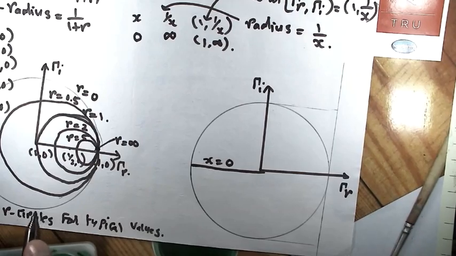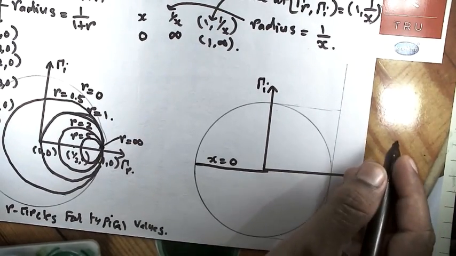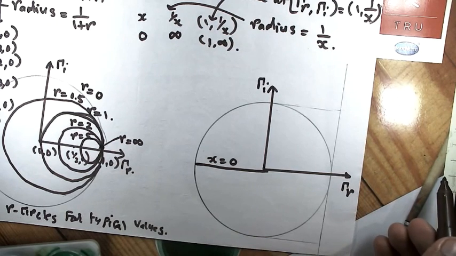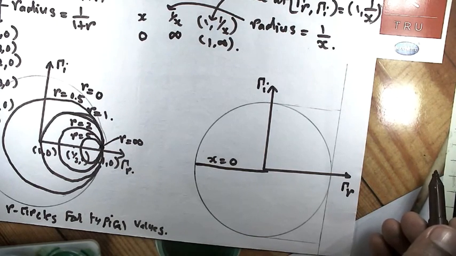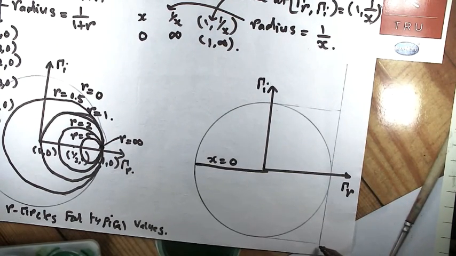Now let us take another typical value. Before that, let it be complete, because here it may be possible that the reactance part can either have positive values or negative values.